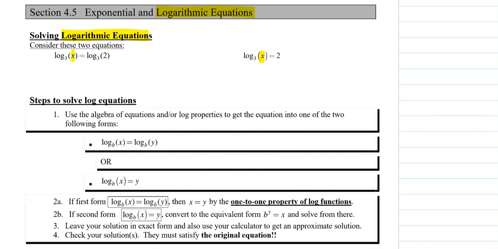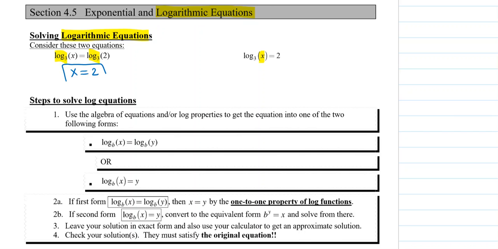In this first equation, we see that we have exactly the same logarithm on both sides. Log base 3 of something equals log base 3 of something. The only way that can happen is if those two somethings are exactly the same. And you can check this in your original equation. If you plug in 2 for x, yep, you get a true statement.